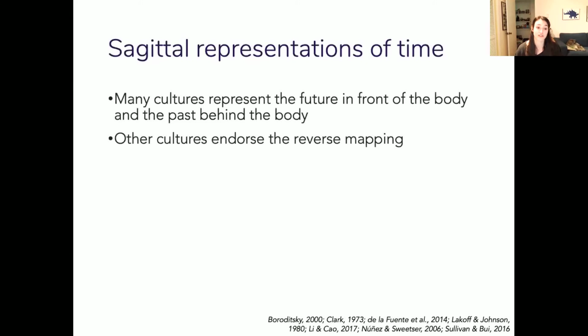However, other cultures endorse the reverse mapping, with the future behind the body and the past in front, under the idea perhaps that the past is knowable and therefore it can be seen, but the future is unknown and therefore unseeable. And although we can see these types of dissociations in the orientation of these sagittal representations across cultures, within cultures we can also see evidence for individual differences in how individuals map this sagittal axis.